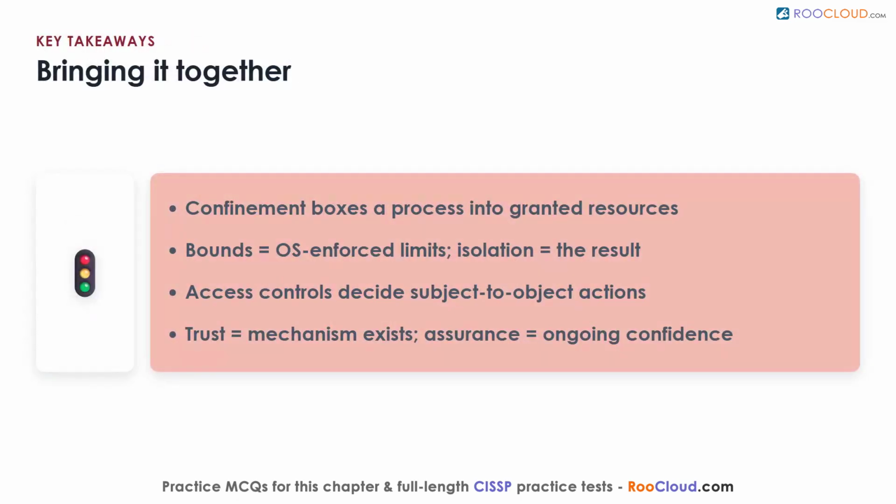So let's bring it together. Confinement boxes a process into only the resources it was granted. Bounds are the limits the operating system enforces, and isolation is the result, keeping one crash from spreading to the rest. Access controls decide which subjects may touch which objects and in what way. And trust is having a security mechanism, while assurance is the ongoing confidence that it truly works. Together, these techniques keep the confidentiality, integrity, and availability of your data intact.